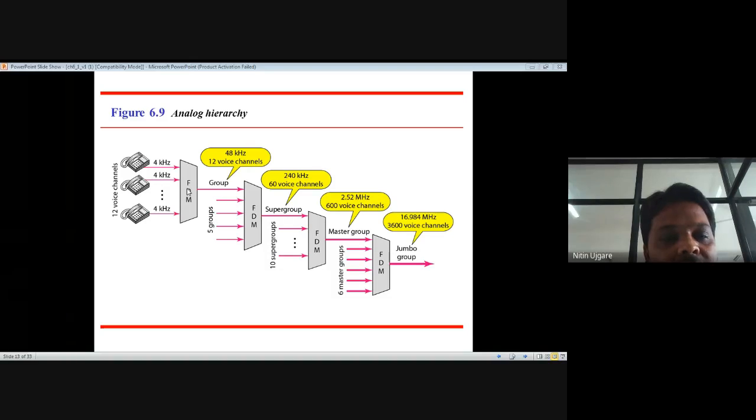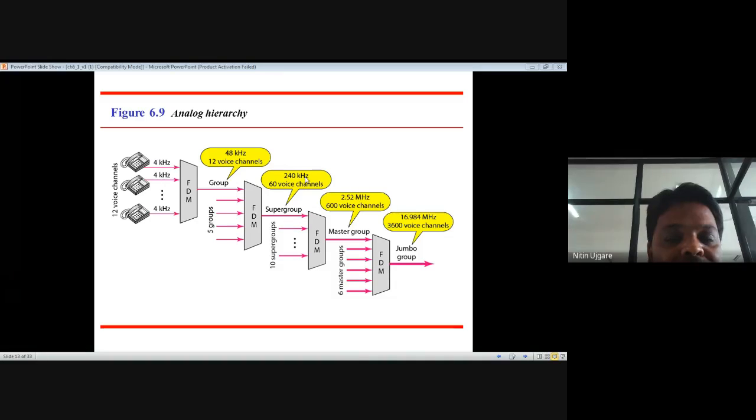Now in frequency division multiplexing, what we are doing is grouping these 12 voice channels with bandwidth 4 kilohertz. Now we are creating 5 such groups. That means each group bandwidth size is 48 kilohertz. So 5 groups means we need 240 kilohertz.